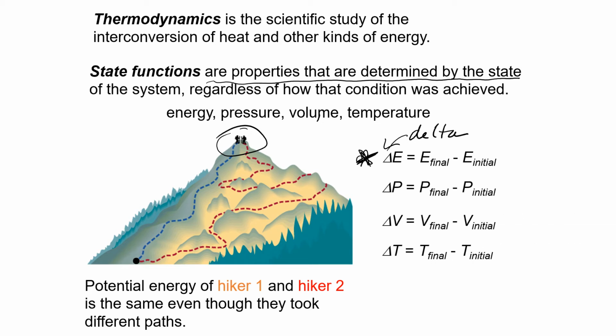And we can do that for pressure, volume, and temperature. We can use changes in pressure in gas laws: P final minus P initial. Changes in volume: V final minus V initial. And in our calorimetry calculations, we'll definitely use this one all the time. Delta T, T final minus T initial.